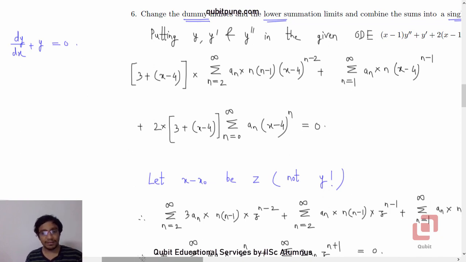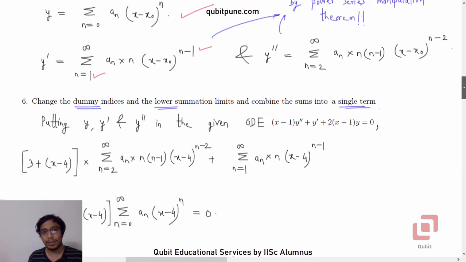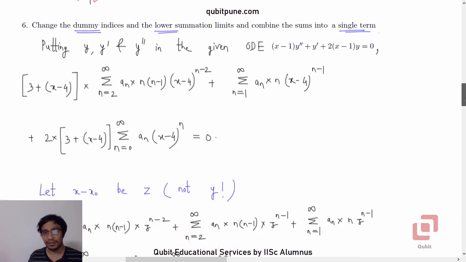So to achieve this, and this is the crucial step in the entire solution, even if something goes wrong here, your coefficients will be different. Okay, the first step is we have to put y prime and y double prime, which we obtained here, in the original differential equation.